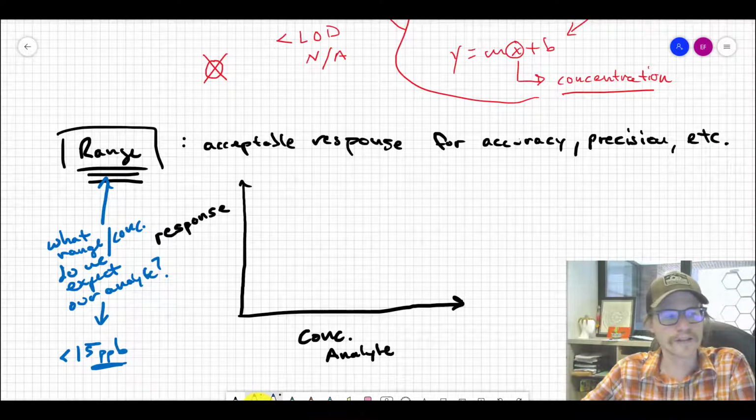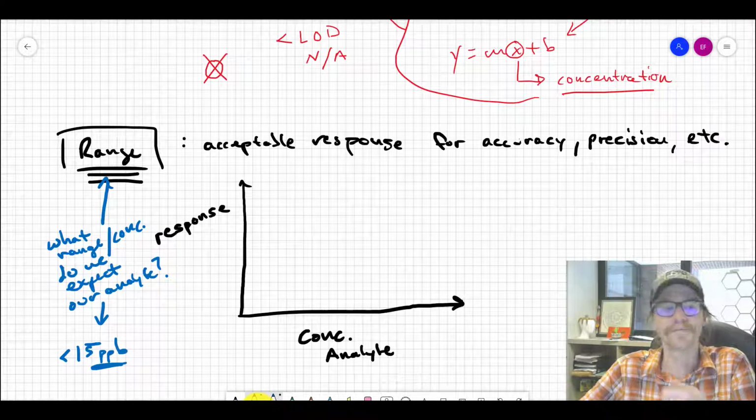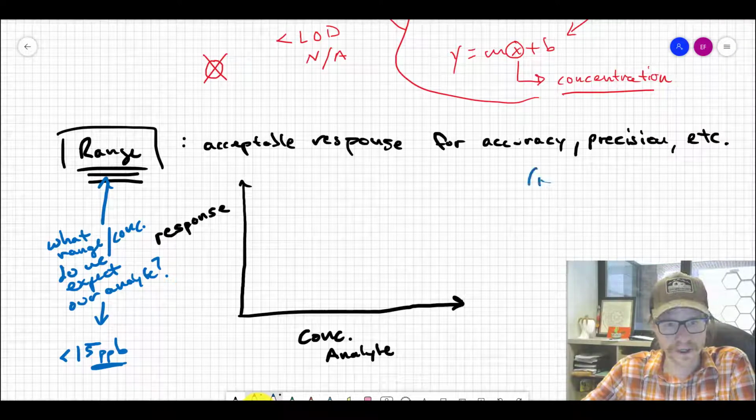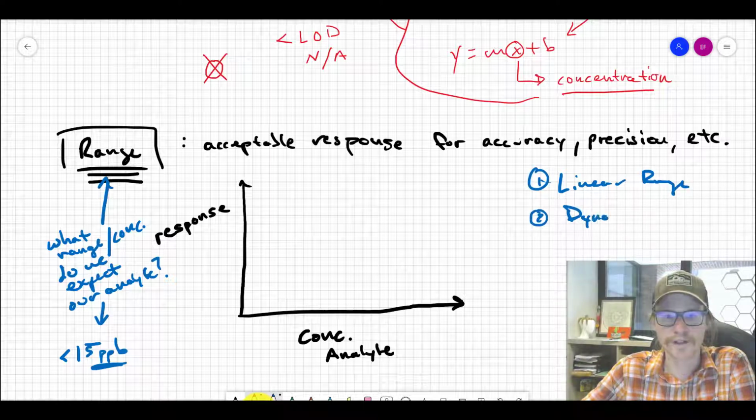So the answer here is you have to have some idea. And then you need to make sure your method has a responsive range where you expect your analyte to be. So we have a couple different ranges here to consider. We have our linear range, and then we have this thing called the dynamic range.